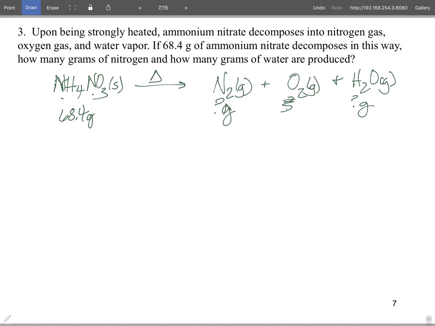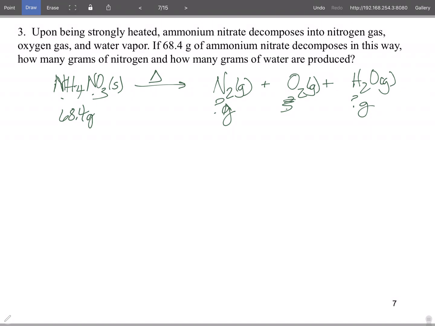So then we move on to hydrogens. We have 4 hydrogens on the reactant side. We need 4 hydrogens on the product side. Okay, so that brings us to 2 plus 2 is 4 oxygens on the product side and 3 on the reactant side. So 3 is an odd number, 4 is an even number. So we're going to have to go back and double our original.